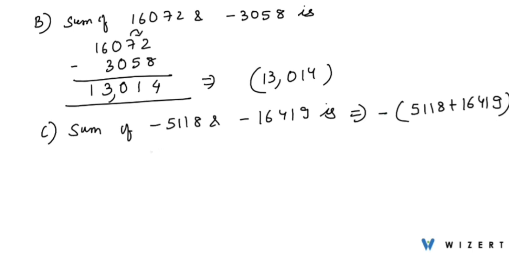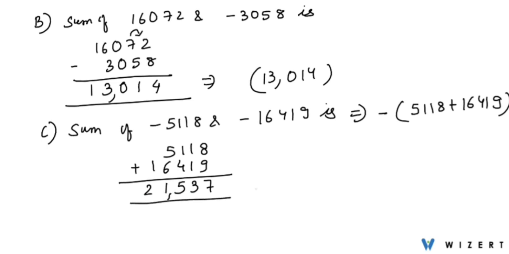So let's do the addition. 5,118 and 16,419. If we add it, we will get 8 plus 9 is 17. 1 carry means 1 plus 1 plus 1 is 3. In similar manner, we will get this value 21,537. But we have to apply a minus sign here. So minus 21,537 is the answer for C option.